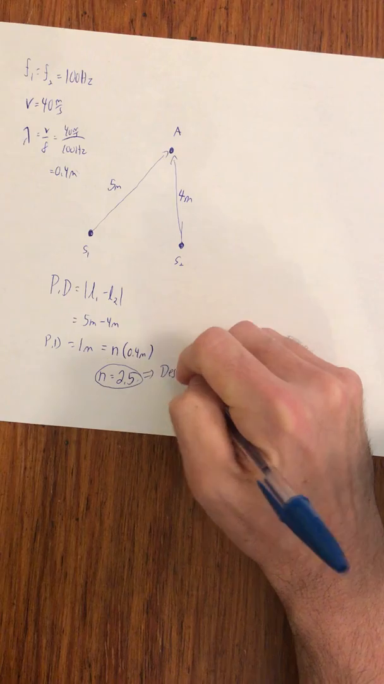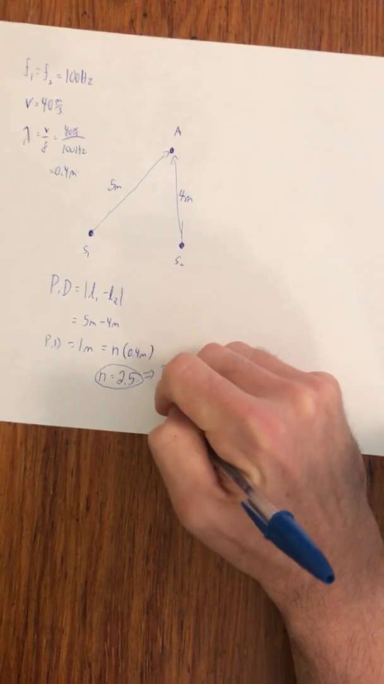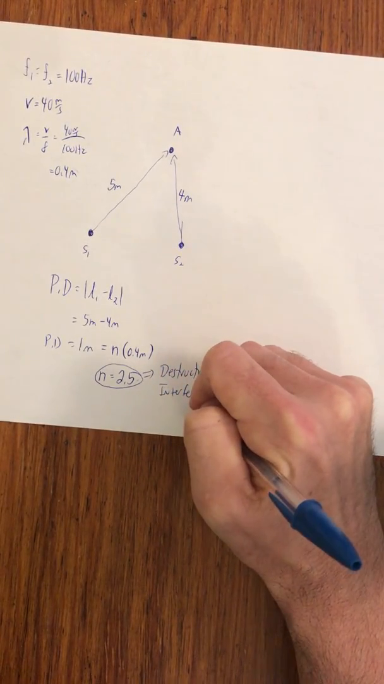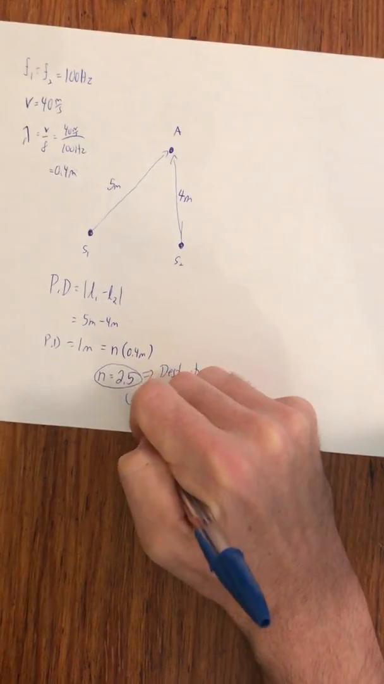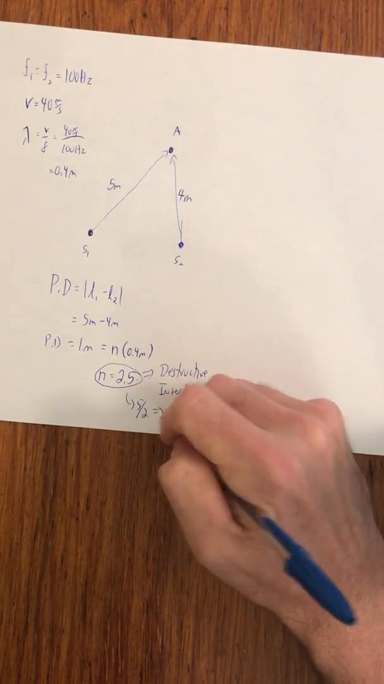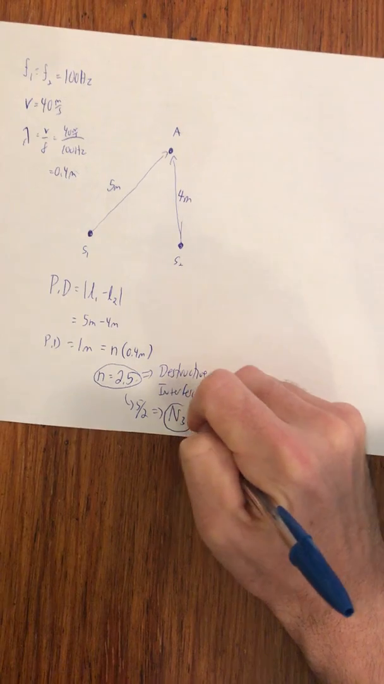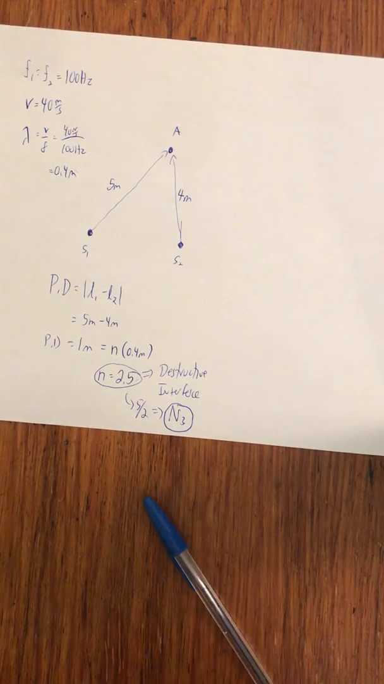Therefore, this must be a destructive interference. And very specifically, it's 5 halves. And we know that 5 halves, that's on the N3 line. So point A must be on the N equals 3 nodal line. And so that's the type of problem that you get with two-dimensional interference from a math perspective.